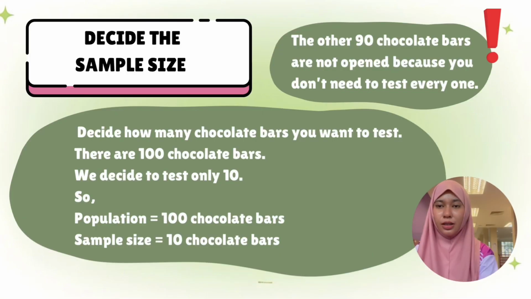Next, step 3, decide on the sample size. After that, we decide how many chocolate bars we want to test. Instead of testing all 100 chocolate bars, the factory decides to test 10 chocolate bars. These 10 chocolate bars are called the sample.